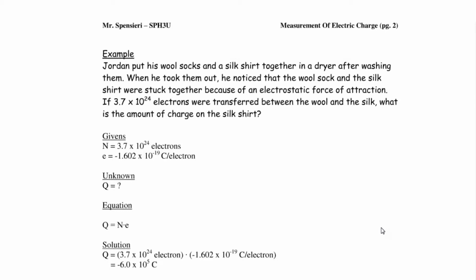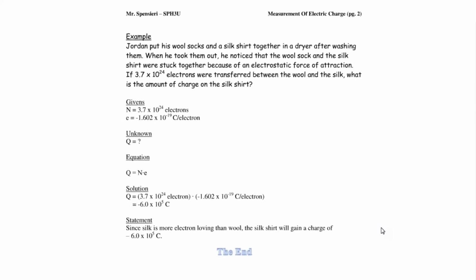And we come out with a value that should be negative because it's the amount of electrons that are transferred, and it comes out to about 6.0 times 10 to the 5 coulombs of magnitude. So this is how we can use the equation to determine the overall charge on objects after electrons are transferred to or from.